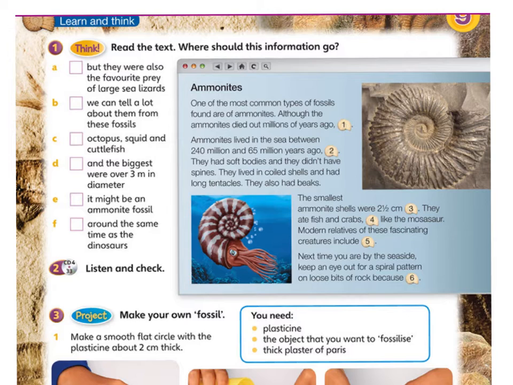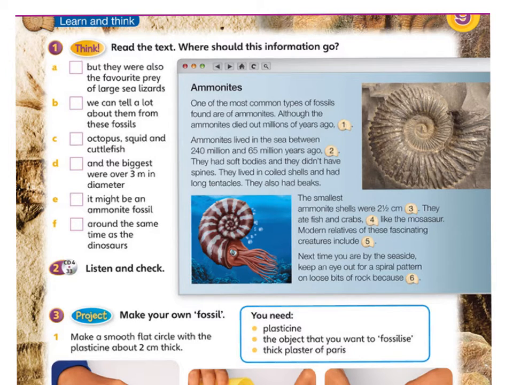One of the most common types of fossils found are of ammonites. Although the ammonites died out millions of years ago, we can tell a lot about them from these fossils. Ammonites lived in the sea between 240 million and 65 million years ago, around the same time as the dinosaurs. They had soft bodies and they didn't have spines. They lived in coiled shells and had long tentacles.